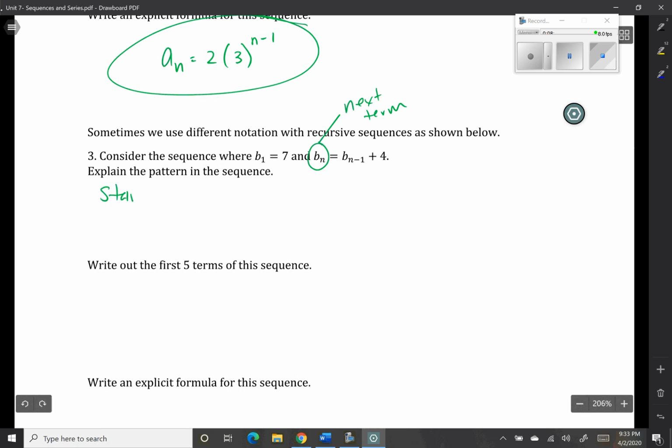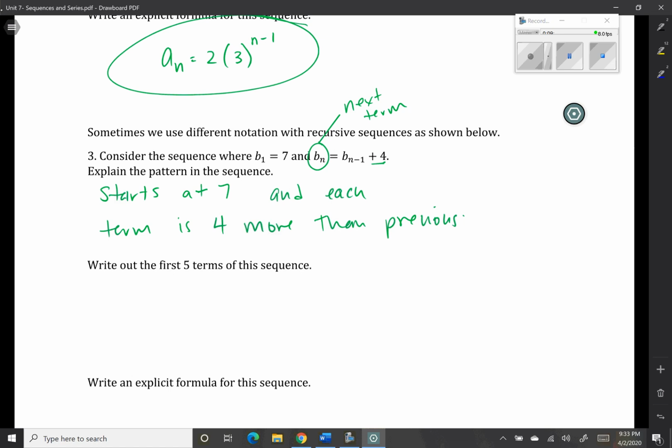It's telling us that this is going to start at 7, and each term is 4 more than the previous. Since it's 4 more every time, we're adding 4 every single time. This is an example of an arithmetic sequence. Again, looking very different than what we did in lesson 2, but it's still an arithmetic sequence, just defined recursively.